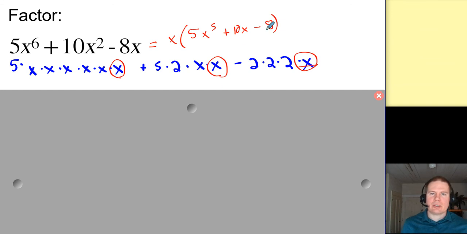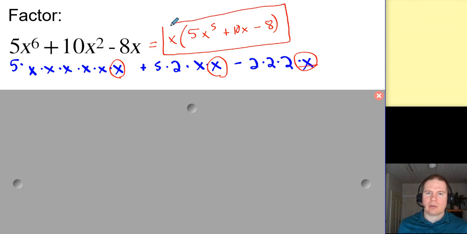And that entire expression is equivalent to this entire expression. Right? If I distribute the x to these 3 terms, I get the expression I started with. So this is my answer. Right? Not just the trinomial, not just x, but the whole expression.